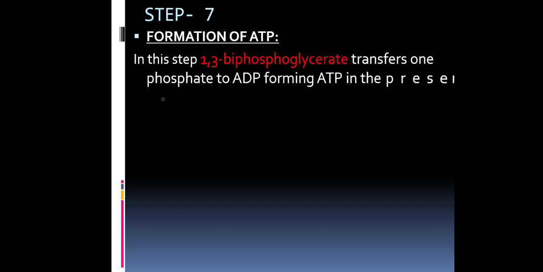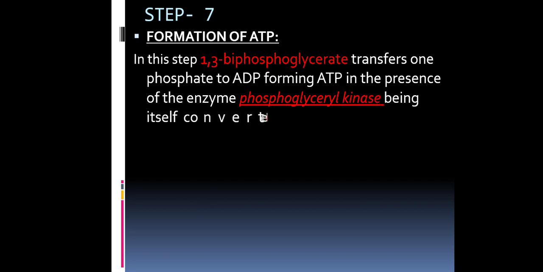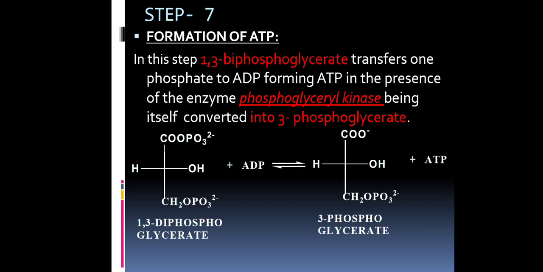Once the formation of 1,3 diphosphoglycerate takes place, then the formation of ATP takes place. So what happens now in this step is the 1,3 diphosphoglycerate or bisphosphoglycerate transfers one of the phosphates to ADP. So the ADP takes one of the 2 phosphates which are present in bisphosphoglycerate, converting to ATP. And this happens in the presence of phosphoglycerate kinase. Okay, and the 1,3 bisphosphoglycerate converts to 3-phosphoglycerate.